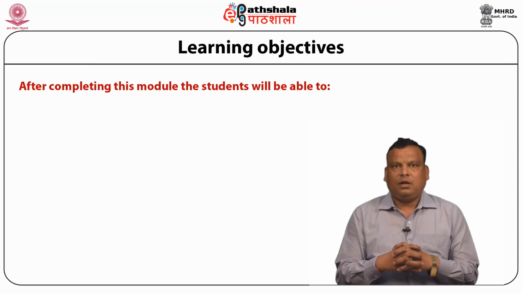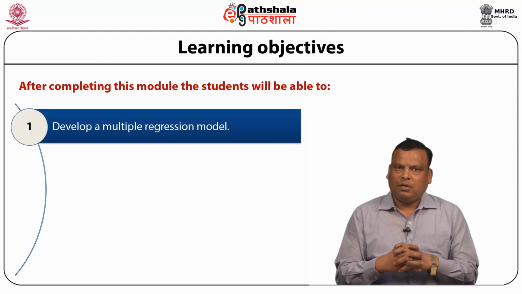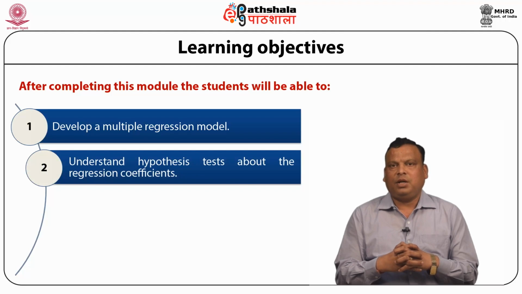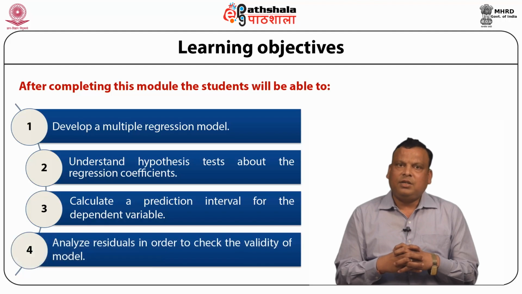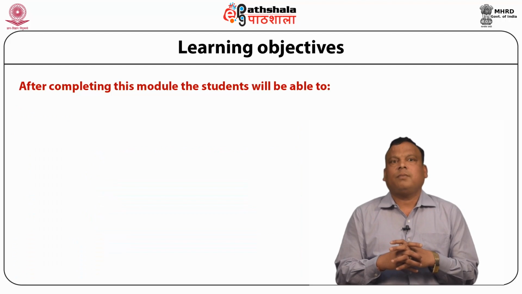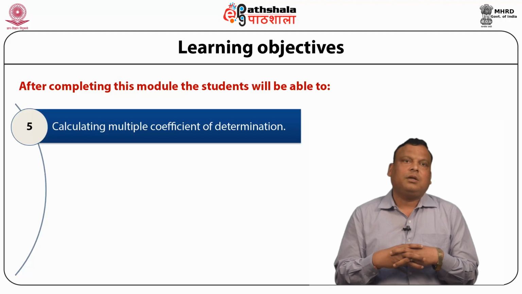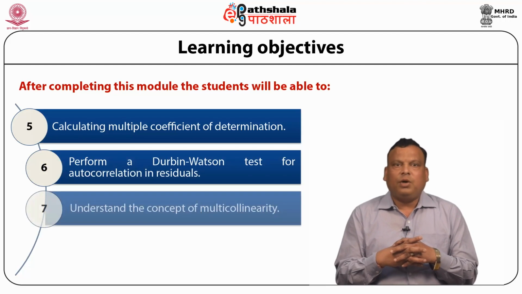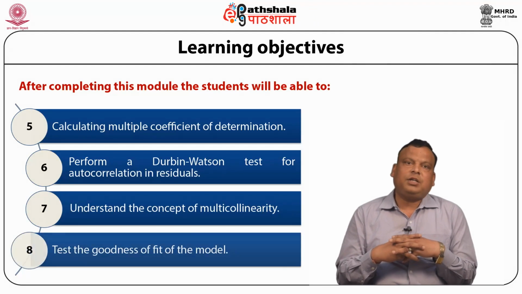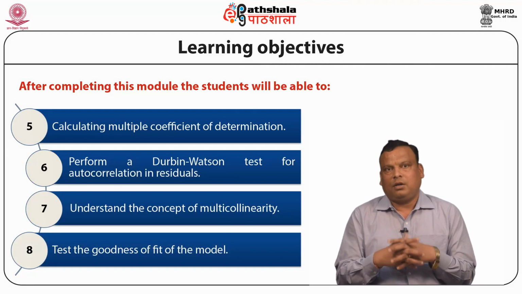Today we are going to talk on the module Multiple Regression Analysis under the paper Quantitative Techniques for Management Decisions. After completing this module, the students would be able to develop a multiple regression model, to understand the hypothesis tests about the regression coefficients, to calculate a prediction interval for the dependent variable, to analyze residuals in order to check the validity of the models, to calculate the multiple coefficient of determination, to perform a Durbin-Watson test for autocorrelation in the residuals, to understand the concept of multicollinearity, and to test the goodness of fit of the proposed multiple regression model.